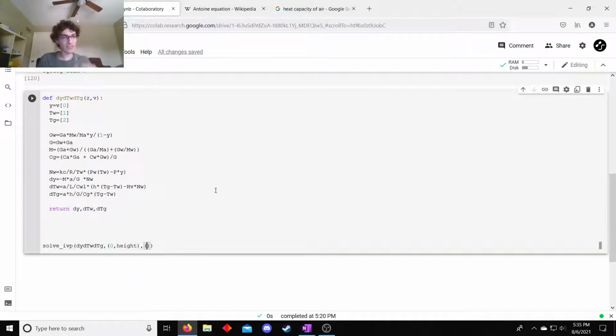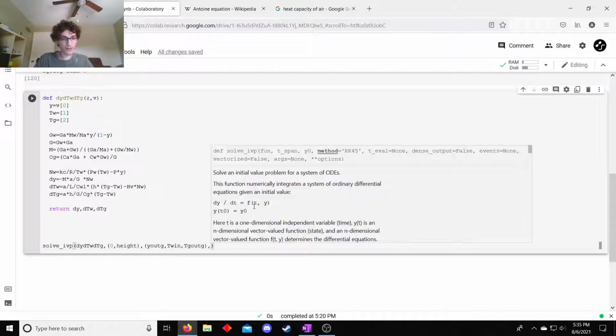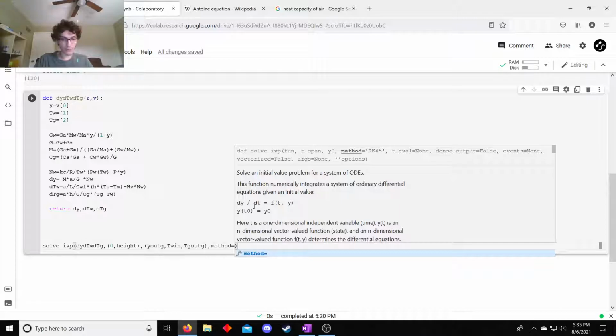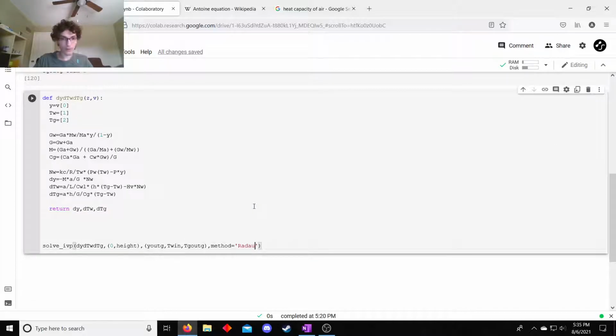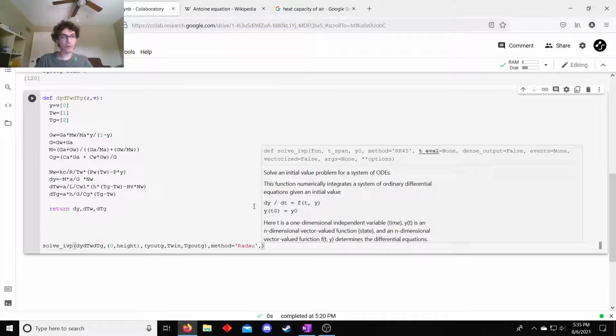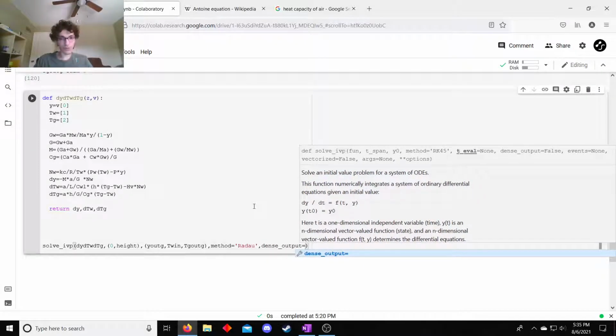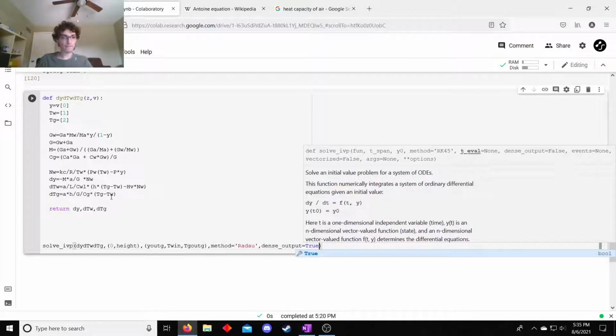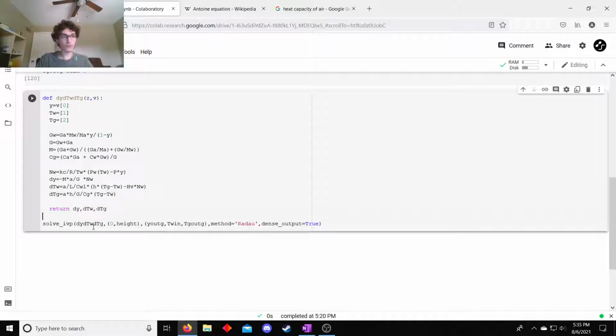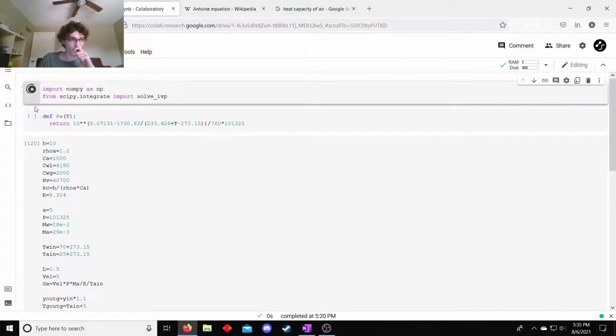So then for these initial guesses, we want to put them in the correct order: our mole fraction going out guess, our temperature of the water going in, and our temperature of the gas going out guess. Finally, we want to do method equals, we're going to use Radau for our method, and this is just how the program actually solves the differential equation. And finally, dense output equals true. Okay, so what I'm going to do is run this and hope it runs.